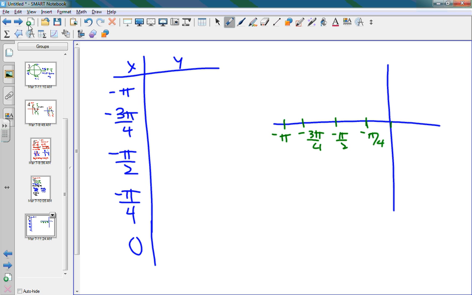Okay, good. Now, what did I tell you whenever we do tangents and cotangents? What are the starting points and ending points always going to be? They're going to be asymptotes. We're going to have asymptotes at our starting point and our ending point every time. Which means I can come right over here and go right down like that.